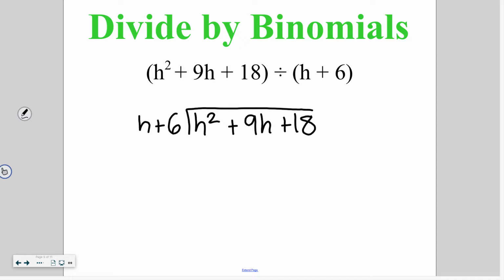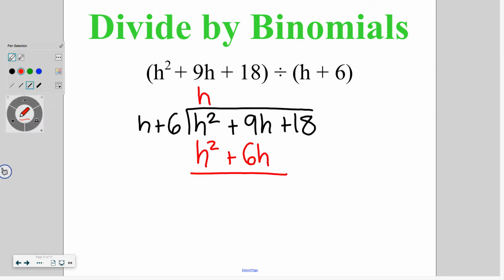So we're going to divide each piece at a time. Then we're going to go ahead and see how many times does h go into h squared. The answer here is h times. H times h gives you h squared. Then I'm going to take h times 6 and say plus 6h. So I figured out what times h is equal to h squared, and then I multiplied those through.